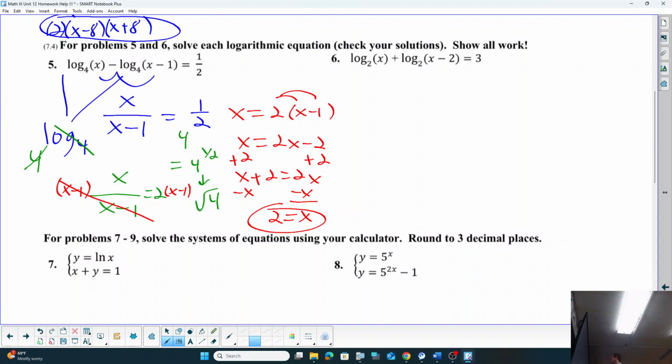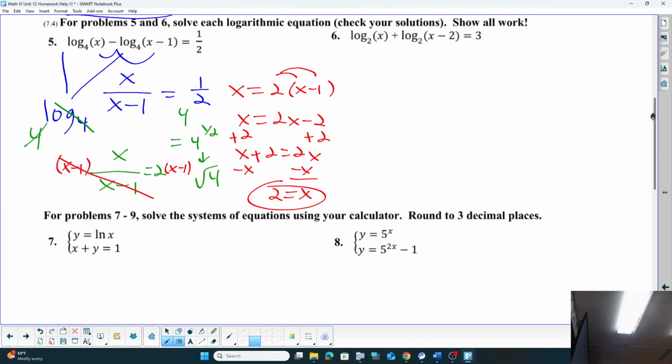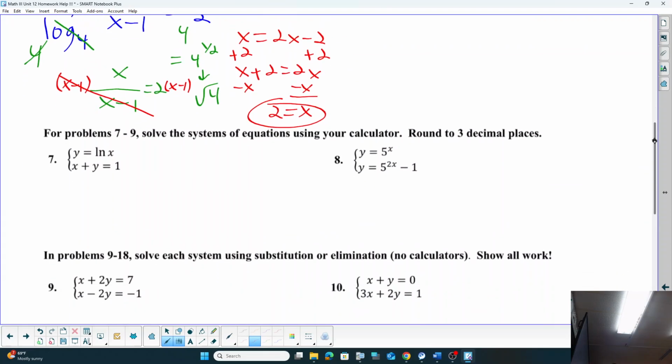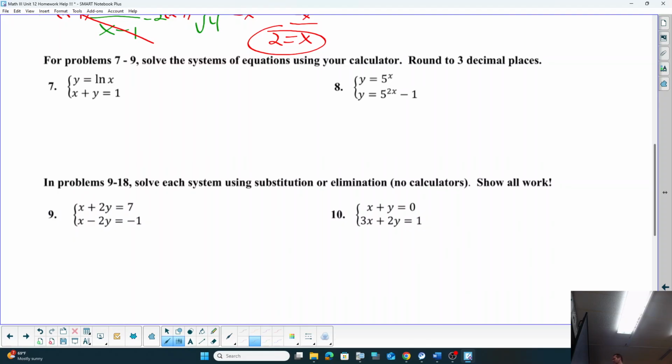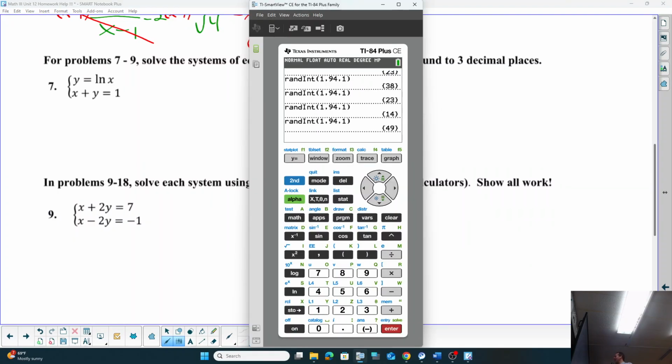X equals 2. So then you do number 6. Remember what addition becomes? Multiplication. So for problems 7 through 9, you're going to use your calculator, which we are going to do as an assignment, or maybe we've already done it. So you definitely need to know how to do that.